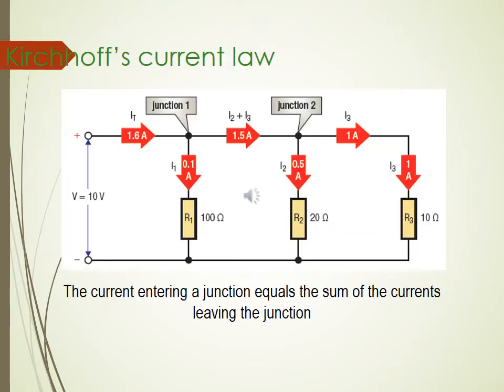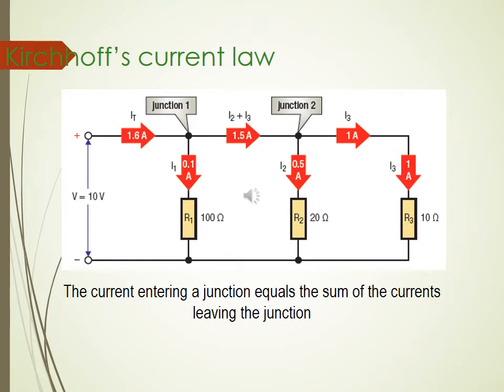So just take a moment to have a look at this little supply here. 10 volts across each of the loads. 1.6 amps is the total current at junction number 1. 0.1 of an amp flows through the 100 ohm resistor.